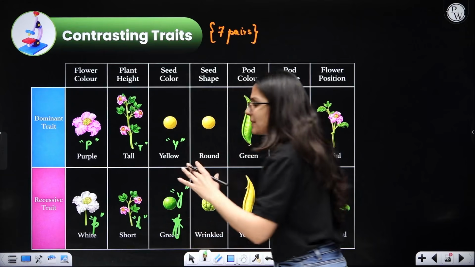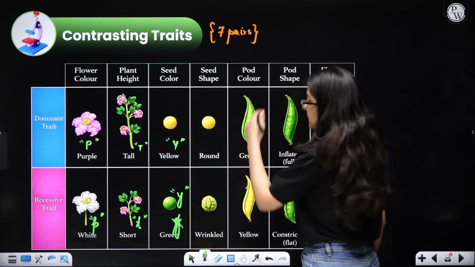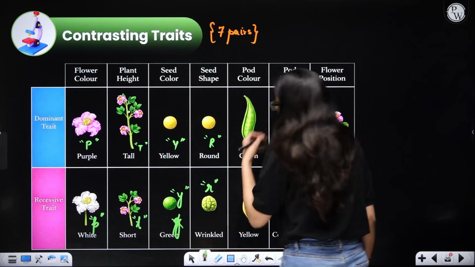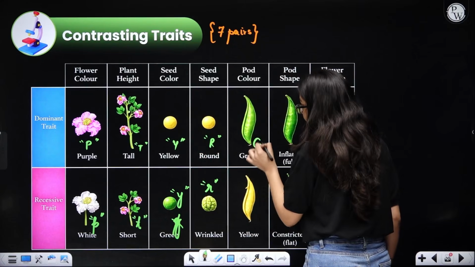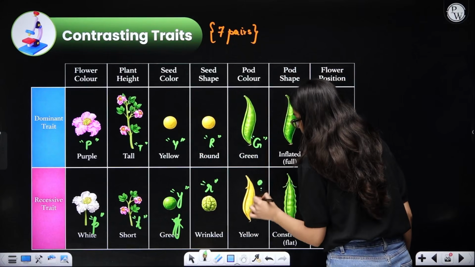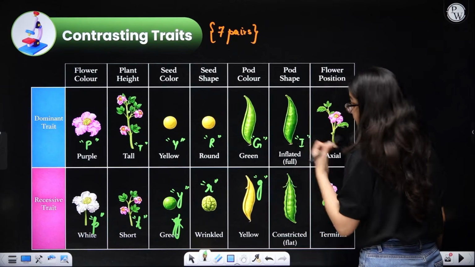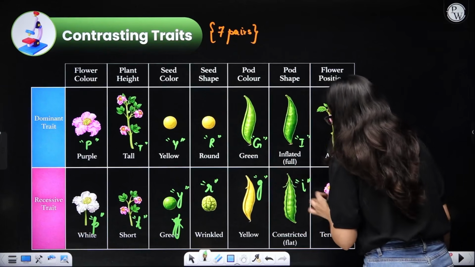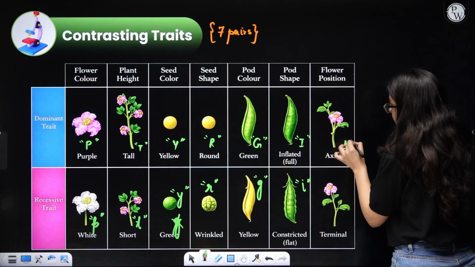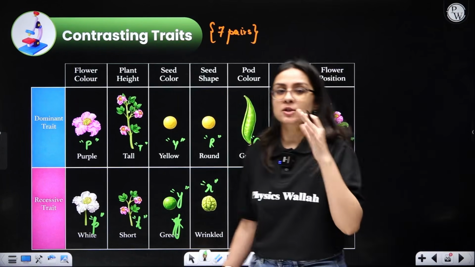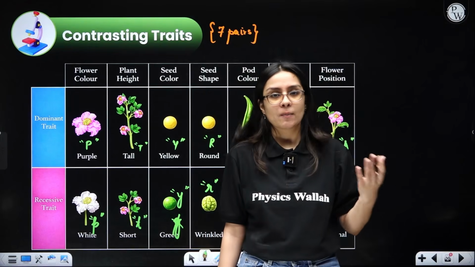These are some tiny bits that you have to remember. Seed shape round, again dominant, capital R, wrinkled, small r. Pod color green, capital G, yellow, small g, which means it is recessive. Inflated, capital I, dominant, small i means constricted. Flower position axial is dominant, so capital A, and small a for terminal. That is how you represent all the different combinations of traits.